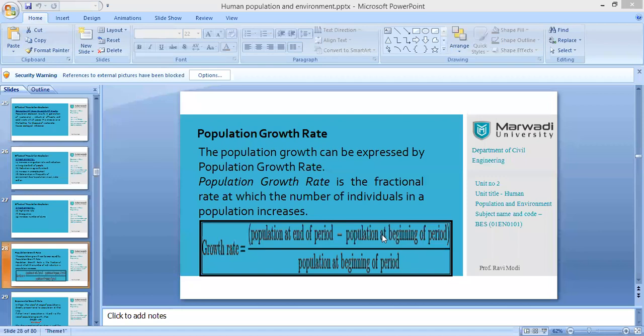Okay, so I cannot say that this is the growth rate. I need to multiply it by 100. So when I multiply it by 100, I am getting 33.33. So 33.33 percent is the population growth rate for that particular period, which is tremendously high. This much population growth rate generally does not happen.